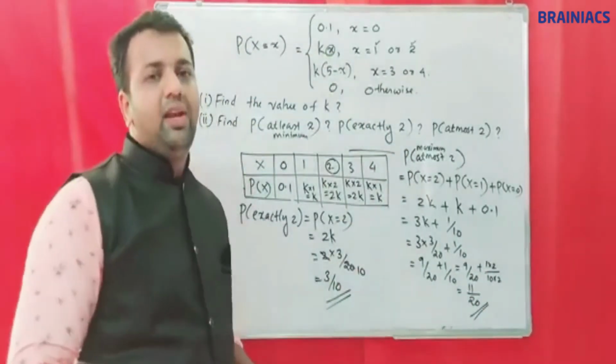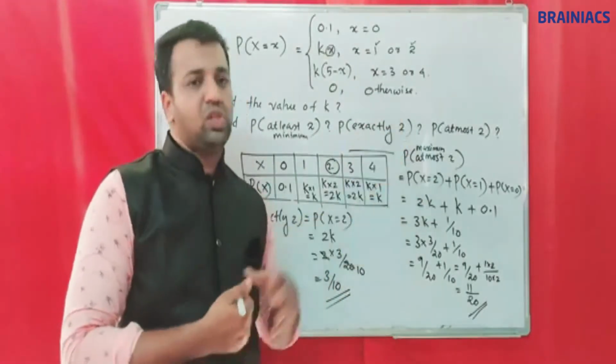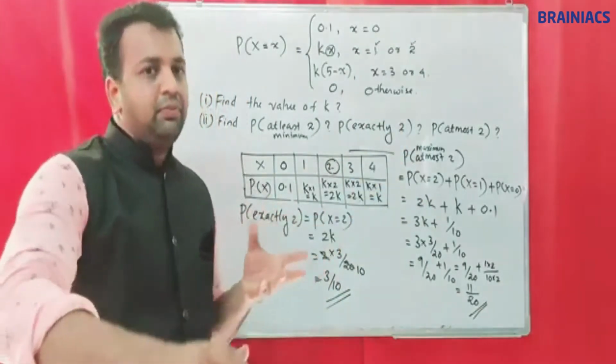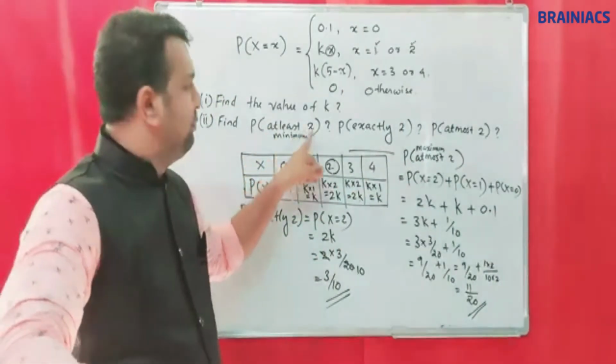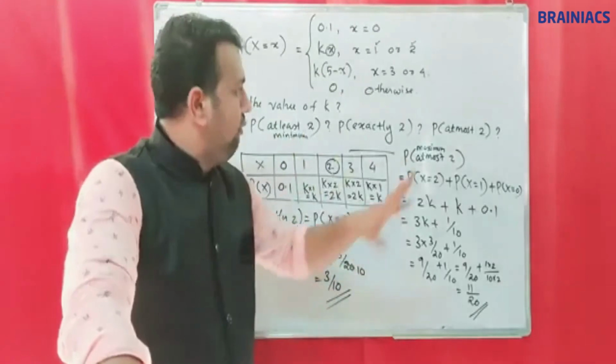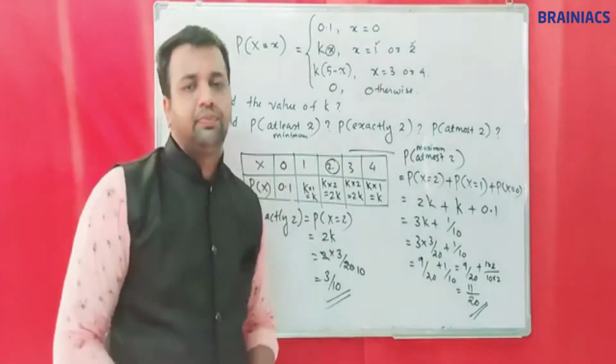11 divided by 20 is the answer of P of at most 2, or P of maximum 2. So here we recollect the information. At least means minimum, exactly means itself, and at most means maximum.